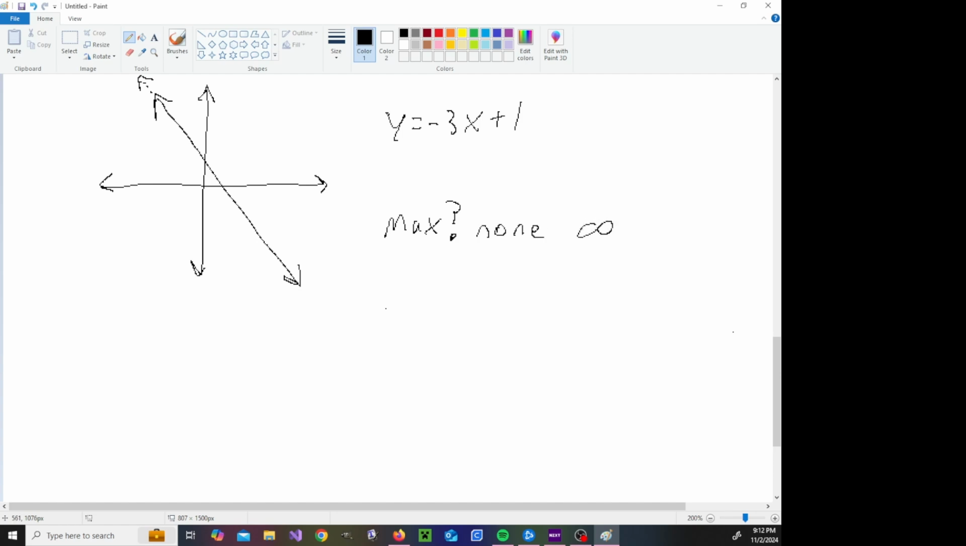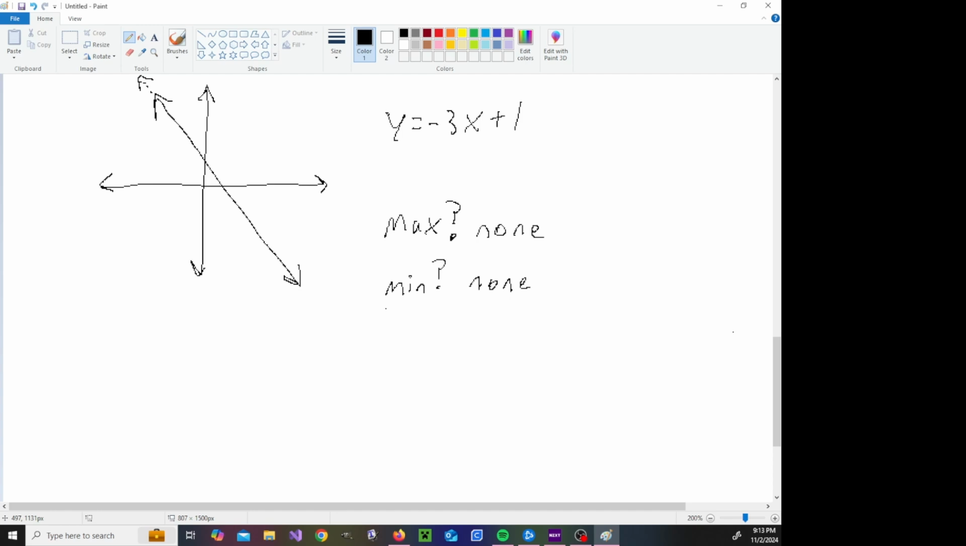Or we could say infinity, right? It increases without bound, but when I say what is the maximum, I'm expecting a number, right? So it's really not going to be infinity. It just goes up forever and ever. Is there a minimum? Well, no. I'm also going down and down and down forever, so there is also none.